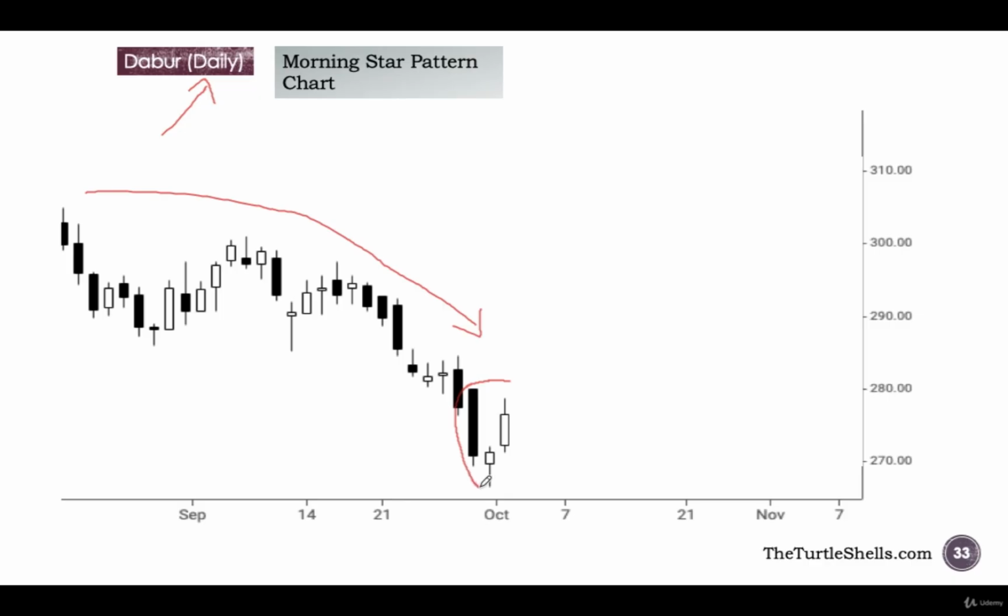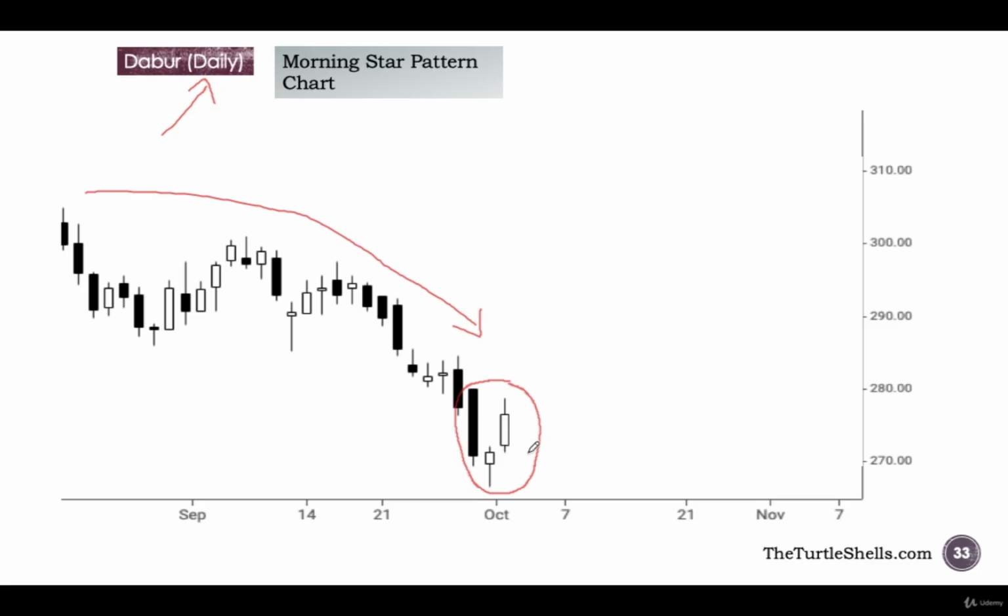Is this a perfect morning star? No, because the first and the second bodies are touching each other. The second and the third bodies are not touching each other. But because of the first and the second bodies touching each other, this is not a perfect morning star. Ideally for a morning star, I would like all the three bodies not touching each other.